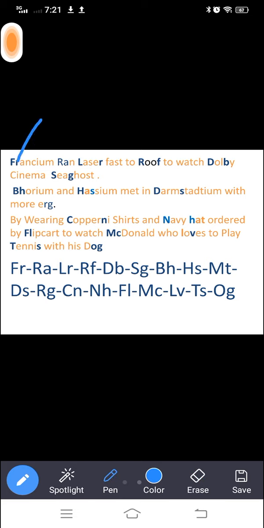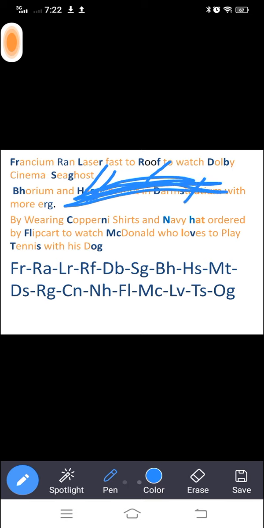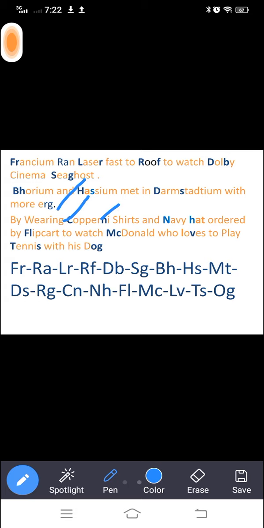Okay, the francium F for run, RA, radium. Then laser, LR, lawrencium. Roof, RF, rutherfordium. Dolby, DB, dubnium. And BH, bohrium. Here C ghost, seaborgium. Then BH, bohrium. HS, hassium. DS, darmstadtium. And erg. From the erg, we want to use the last letters RG, roentgenium. And the CN, copernicium.